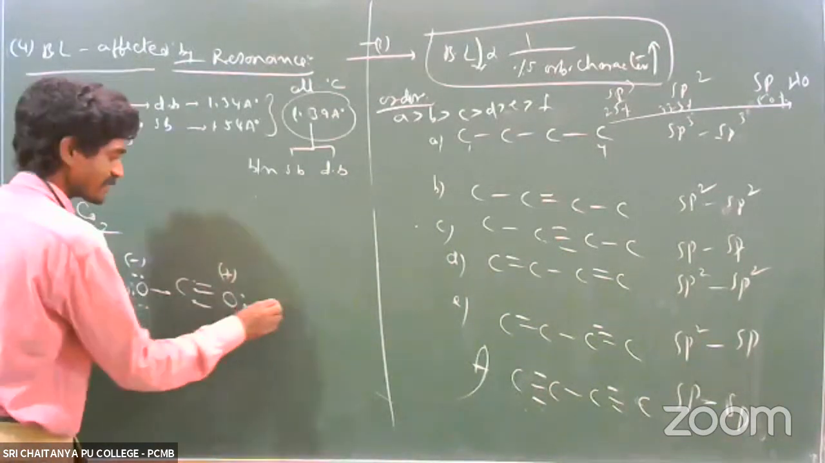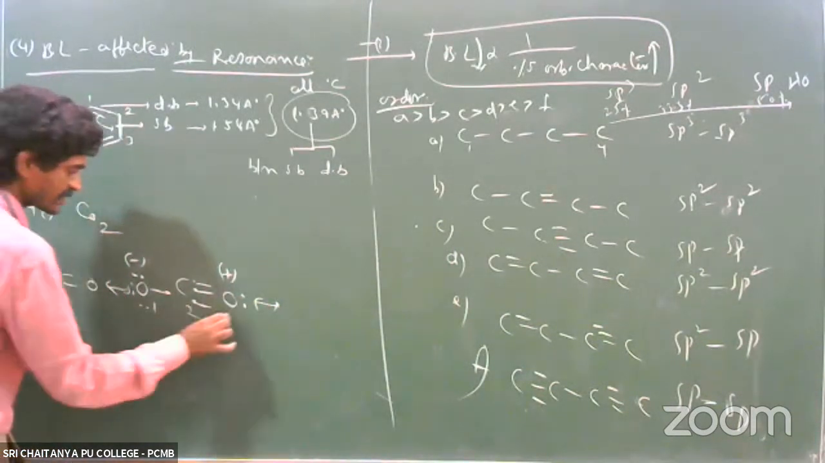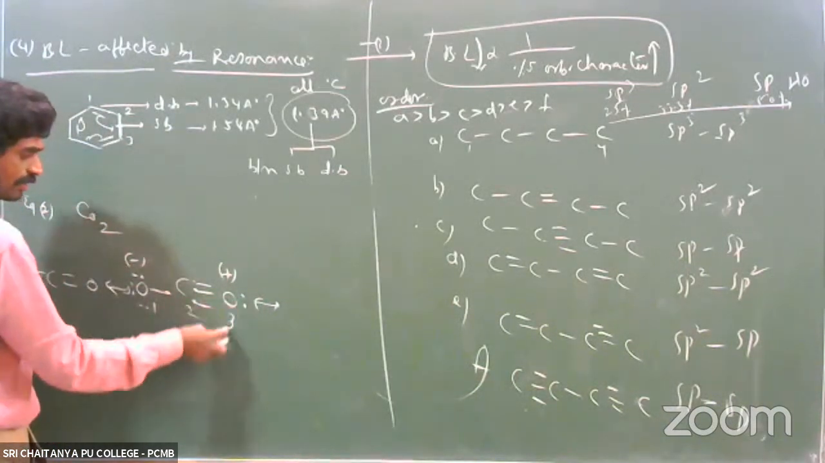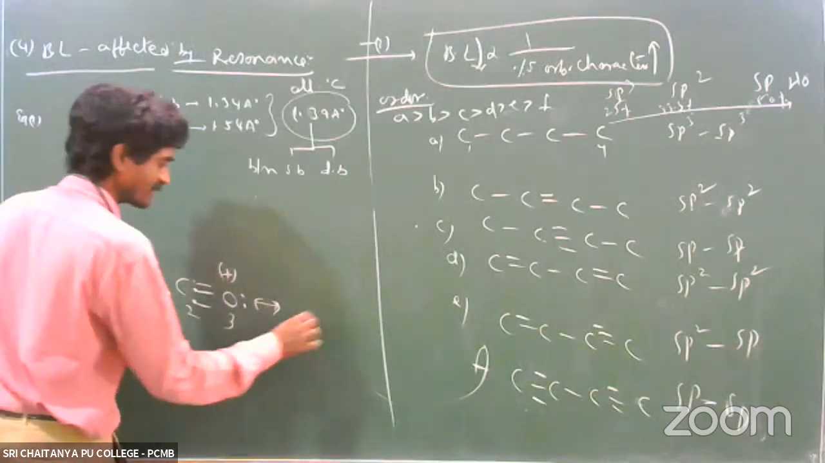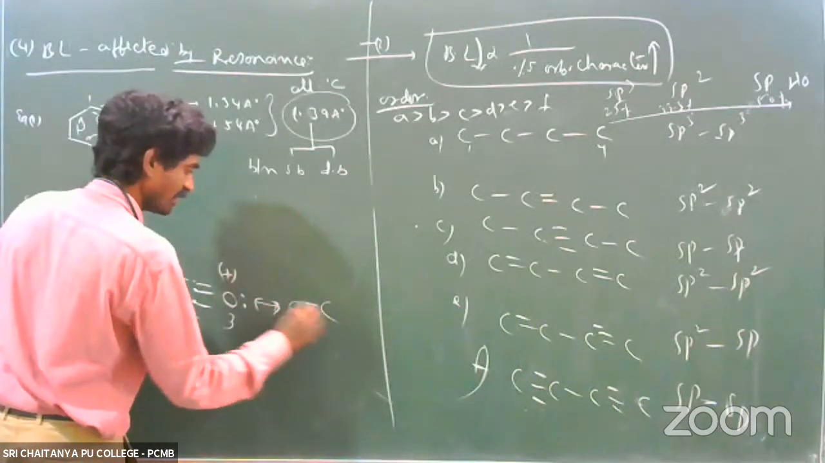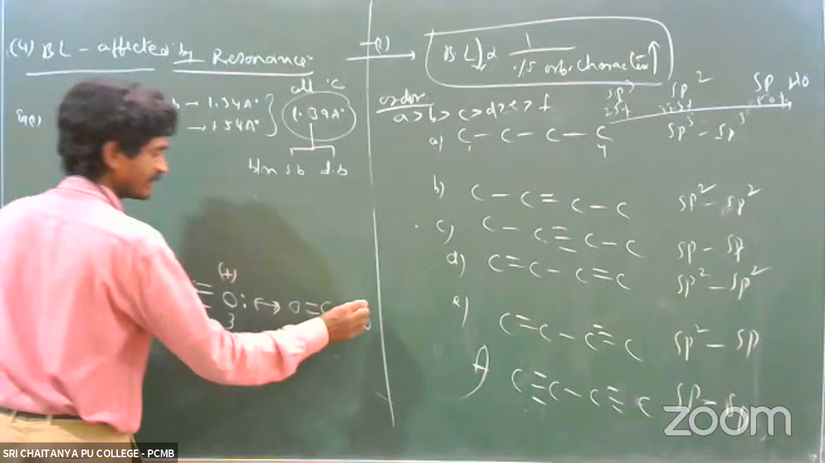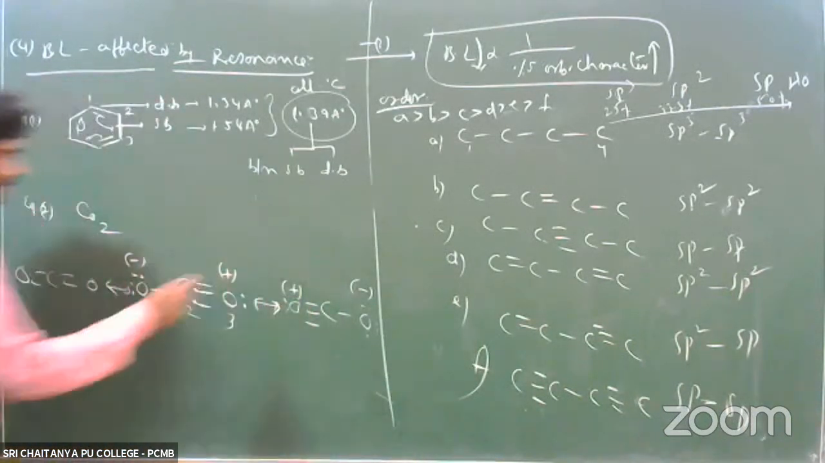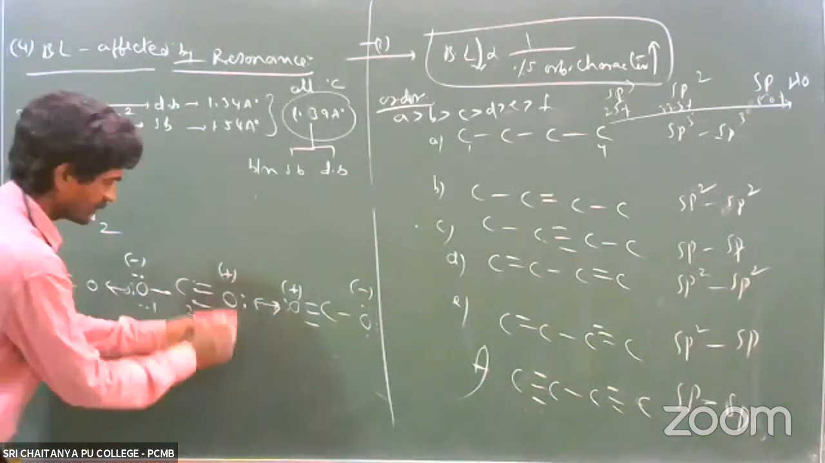Then you can represent this one. That means here is the first one, the second and third. This is the negative charge on oxygen 1, 2, and the positive charge on the third oxygen. Then you can represent it like this also: here a triple bond and here a single bond, here a negative charge and here a positive charge. These are the resonance structures of this.